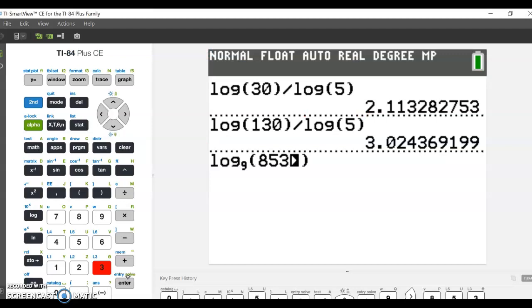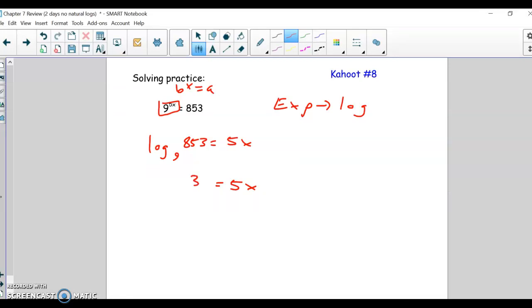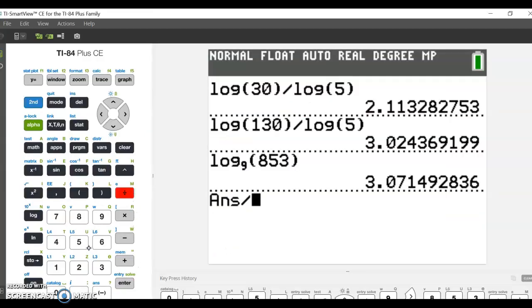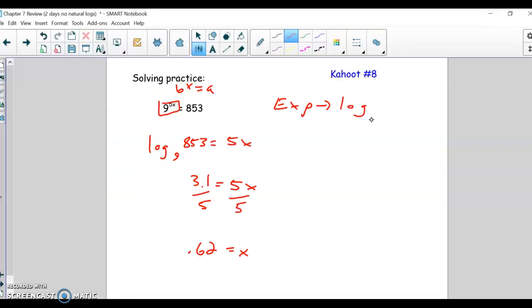Okay, so we get about 3.1, call it, and then divide that by 5. So we're going to get a weird decimal here. I think that's going to be 0.62, but I should probably check. Yeah, that's close enough. 0.61, 0.62 rounded. So anyways, that is our answer.